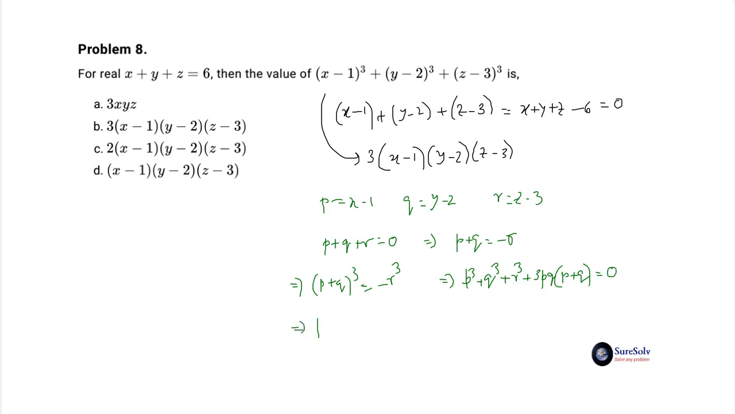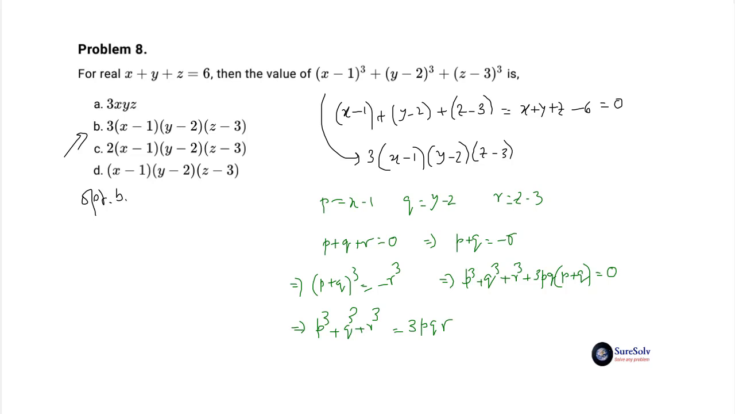Or p cube plus q cube plus r cube equal to 3pqr. This is a standard result for zero sum of three variables, simple or compound. If you can identify the pattern, the problem is solved in no time. Answer is option B, 3 times (x minus 1) times (y minus 2) times (z minus 3).